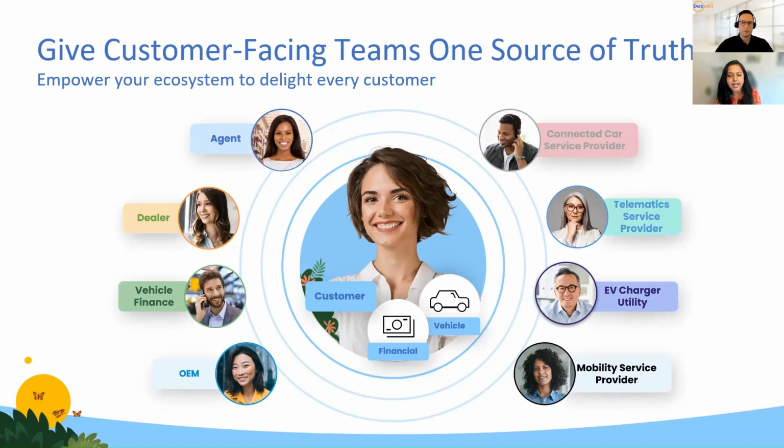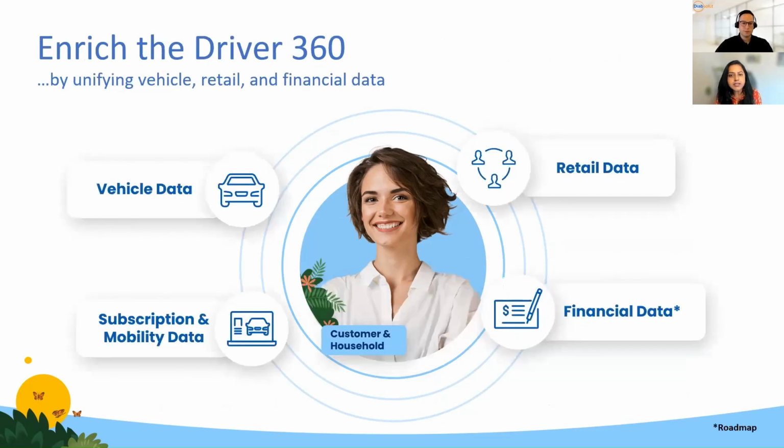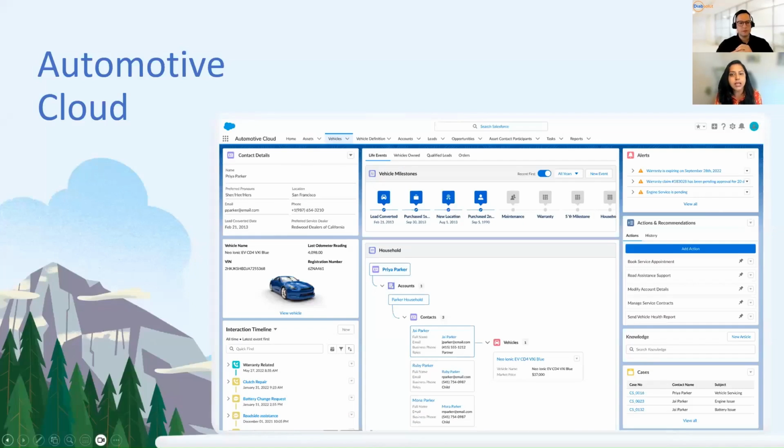And hence, in the next slide, you will see we brought this vision to light with this product, where again, the customer is in the center, but along with customer 360 and the household 360, we bring in vehicle 360, we bring in the financial information, we bring in all the dealer information, as well as working on sustainability, subscription, and mobility data in the future. And hence, we launched Automotive Cloud.